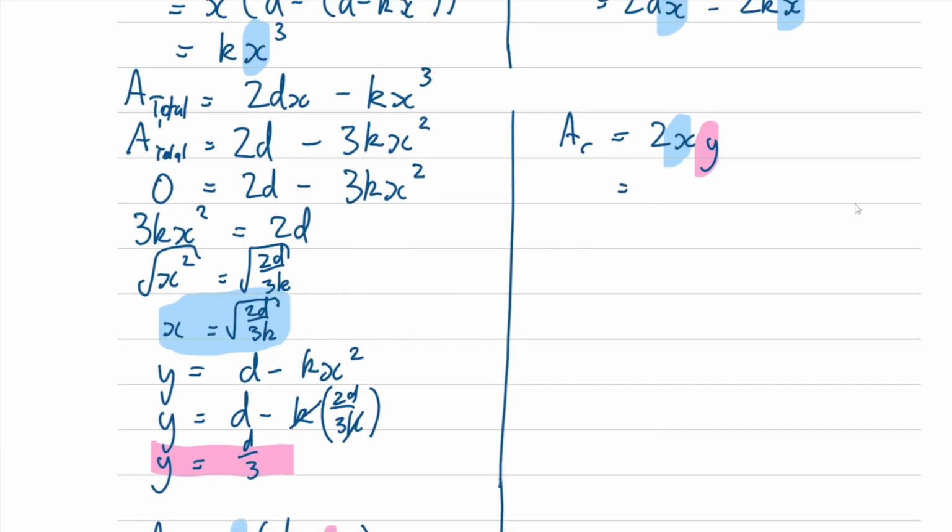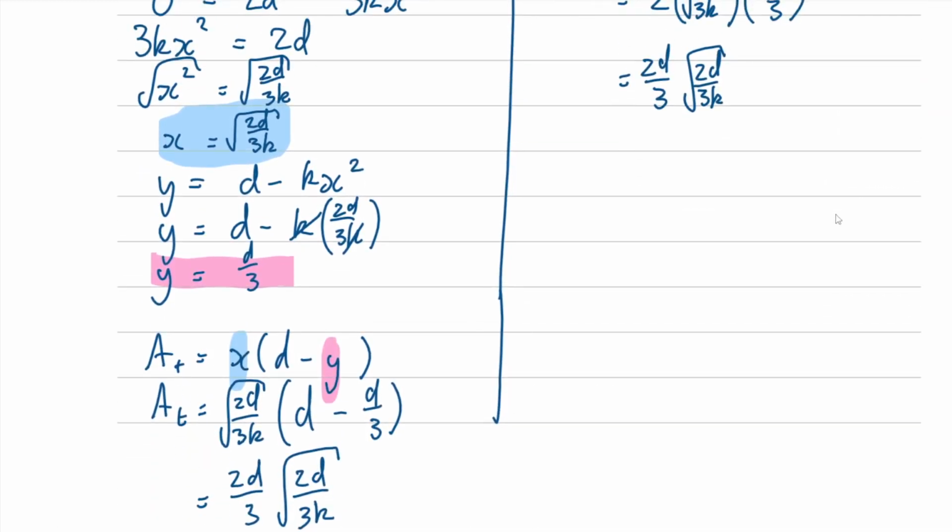So area of rectangle, 2 times x, where x is the square root of 2d over 3k, and then y is d over 3. Well, 2 times d over 3 gives 2d over 3, and then we're left with the square root of 2d on 3k. And actually, that's all we need. We've shown that the areas of the triangular and rectangular section are equivalent.